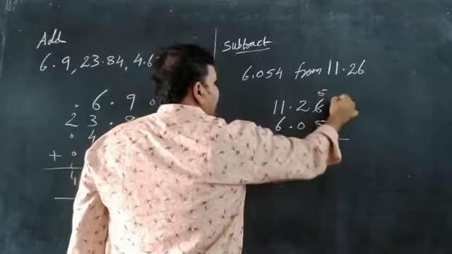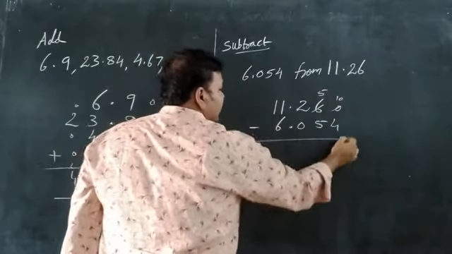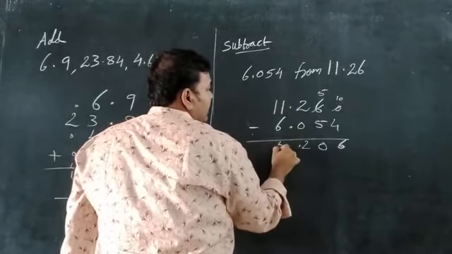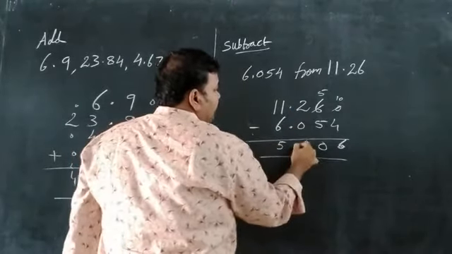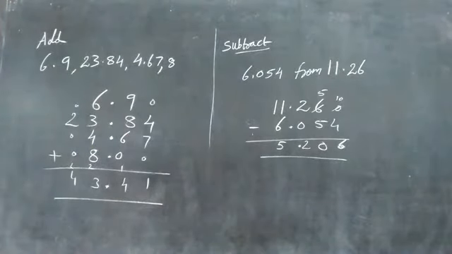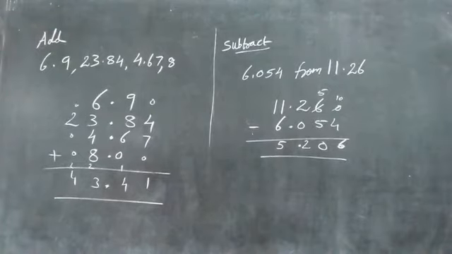0, 5, 10, 6, 0, 2, 11 minus 6, 5. The answer for this sum is 5.206. This is about addition and subtraction. Already you know that one, I am just reminding you. Next one is multiplication, afterwards division.